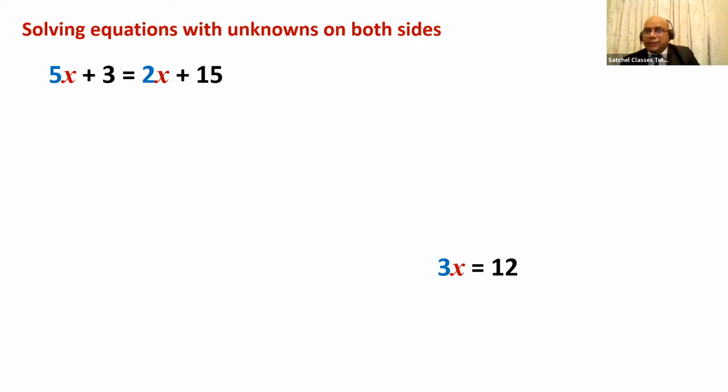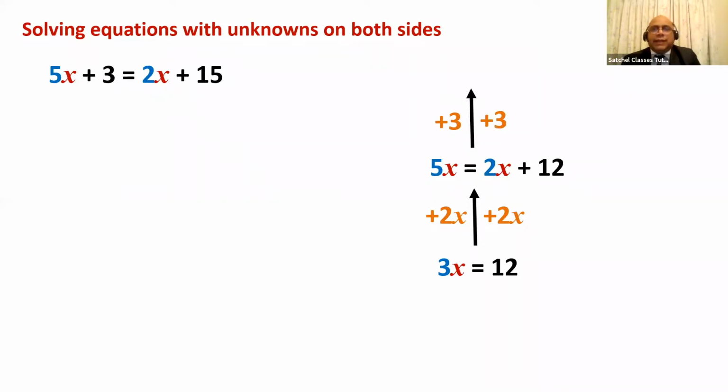So let's start with 3x equals 12, and let's keep modifying it until we arrive at the equation that we started with, okay? What if I add 2x on both sides of the equation? So on the left, we'll get 5x, and on the right, we get 2x plus 12. And then we add 3 on both sides of the equal sign. What do we get? On the left, we'll have 5x plus 3, and on the right, we'll have 2x plus 15. And there you go. Isn't it the same equation that we had started with?